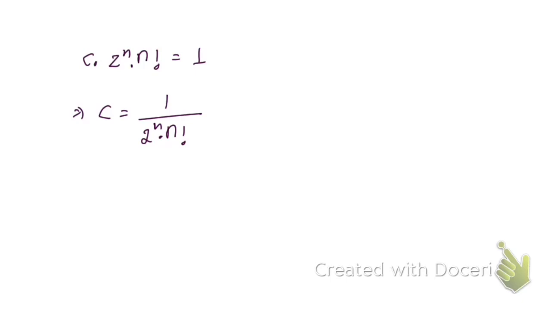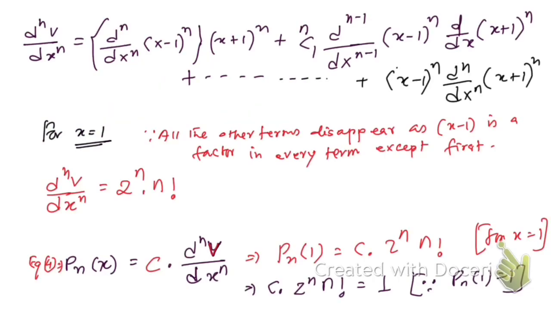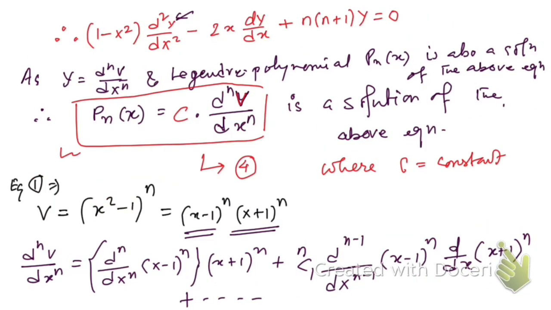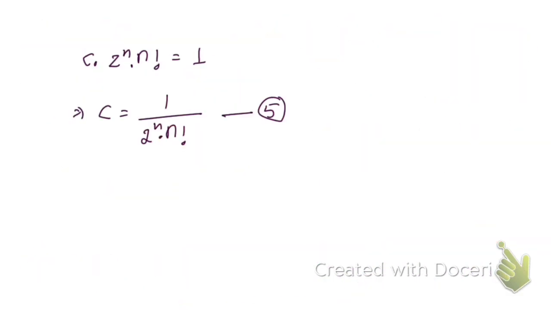Now using this value, let me consider this is equation number 5. So what was the equation number 4? Let me go back to the previous slide. This was the equation number 4. So let me copy this equation. Here you see, this was equation number 4. Now use 5 in equation number 4.